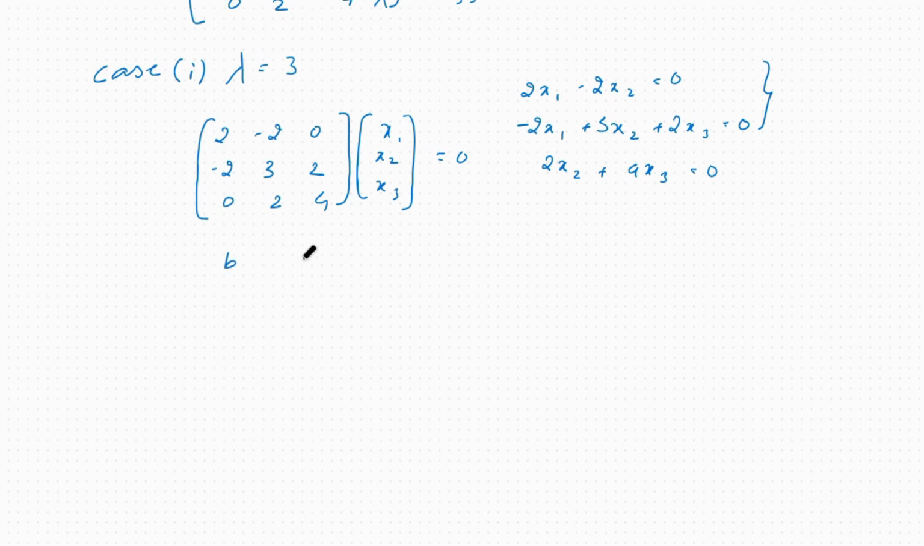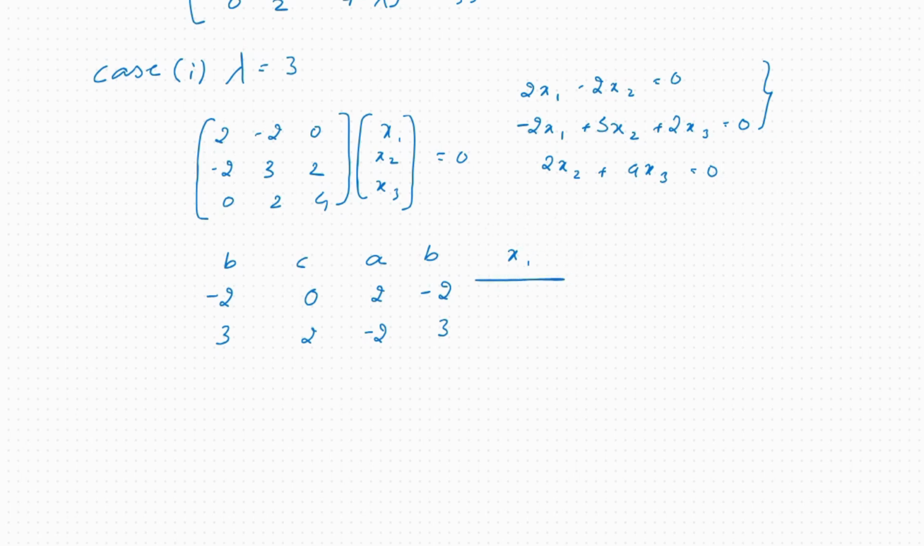Now let's write B, C, A, B. The quotient of x2 is B and the quotient of x3 is C. So the quotient of x2 is minus 2, which is B is equal to minus 2, C is 0, A is 2 and minus 2. And from the second equation, B is 3, C is 2, A is minus 2 and B is 3. So by solving this, we will get x1, x2 and x3.